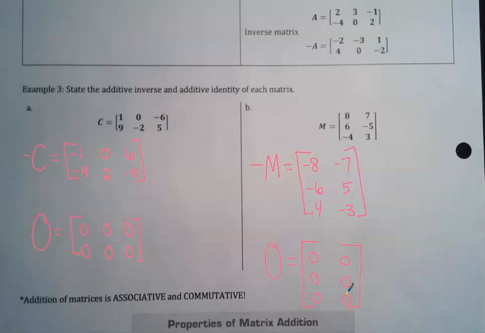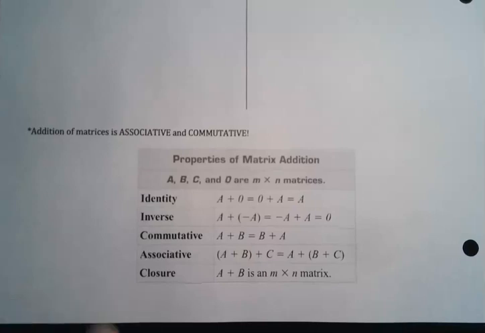Okay, let me move this up because we have a couple notes here to use. The addition of matrices is associative and commutative. But notice it says the addition, not the subtraction. It doesn't say anything else yet, just addition is associative and commutative, which is just like addition with real numbers. So some properties of matrix addition: we talked about the identity and the inverse, and we're saying that they're commutative and associative.